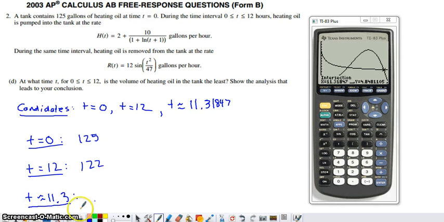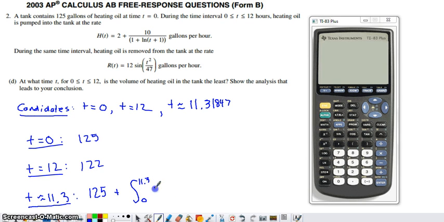And to figure out how much heating oil is in the tank after 11.3 hours, we're going to do what we did in part B, and that's take the starting amount, which is 125 gallons of heating oil, plus how much the level of heating oil in the tank has changed from 0 to 11.3 hours. And the function that we're going to have here is the same function as before: h of t minus r of t. So I'm using the same formula here as we used in part B to figure out how much heating oil was in the tank at the end of this 12-hour stretch.